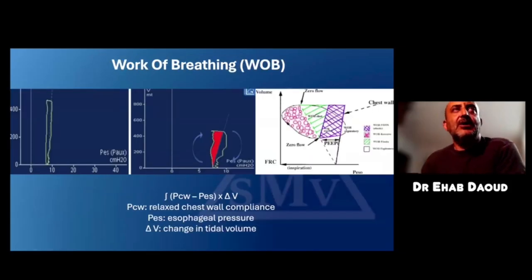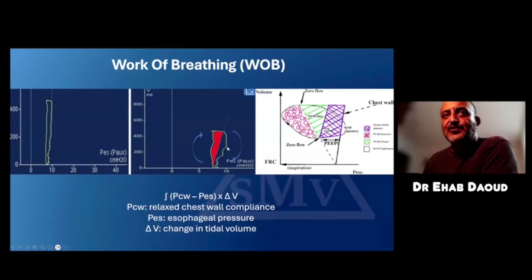Okay, moving on. We talk a lot about work of breathing, or the WOB. Sometimes, if you look at the ventilator, it gives you work of breathing, or sometimes the patient will be working too hard. A lot of times the residents would tell me, oh, the patient's work of breathing is elevated. And it's like, how did you calculate it? Because to calculate true work of breathing, again, you need an esophageal balloon catheter. And it's basically, again, a lot of math, the integral of the chest wall elastance minus esophageal pressure multiplied by the delta volume, or the change in the tidal volume.